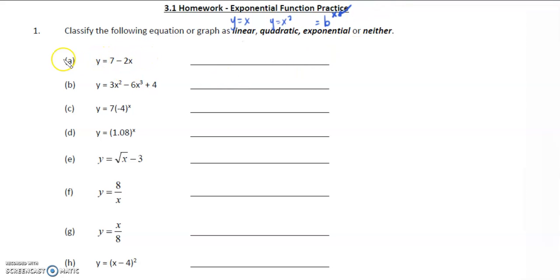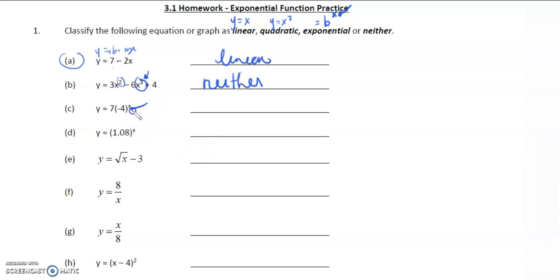Okay, so A is a line. It's in the form like y equals mx plus b. Okay, linear. Okay, this, although B has a squared in it, it also has an x cubed, and the highest degree in the exponent dictates what kind of function it is. So this is like none.